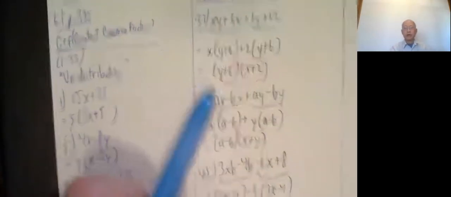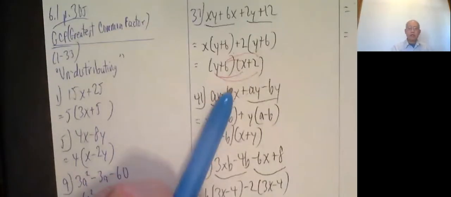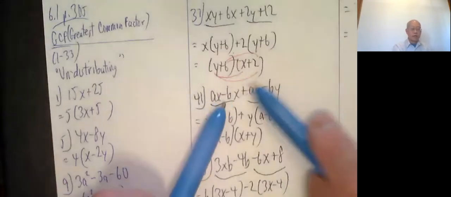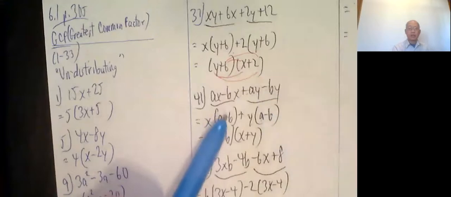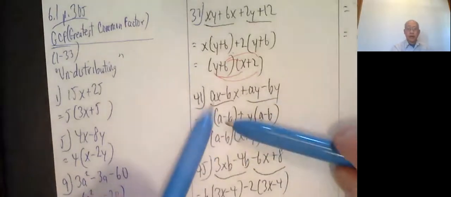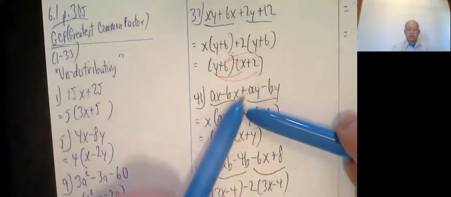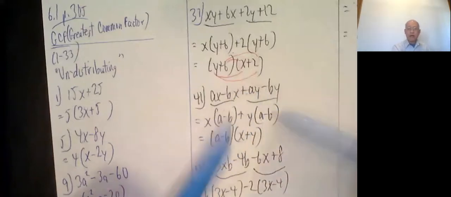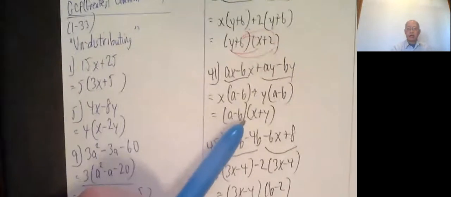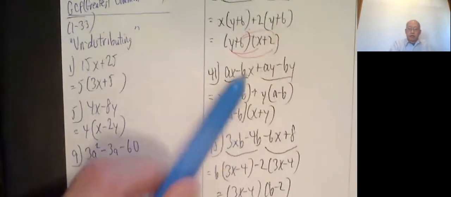Okay, so you do them pairwise. Take this pair, factor out the GCF, greatest common factor. Do the same thing with this, and then you're going to end up with the same factor. You pull out that same factor. Okay, so I take out x, a minus b. Over here, take out a y, a minus b. Factor out the a minus b, and what's left behind is x plus y. You can double check with FOIL.